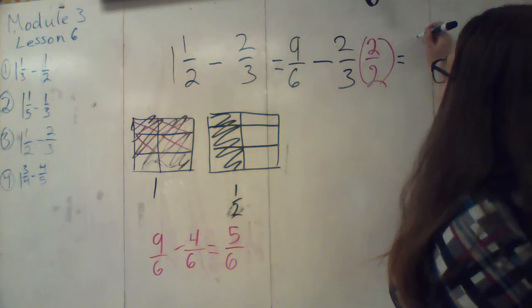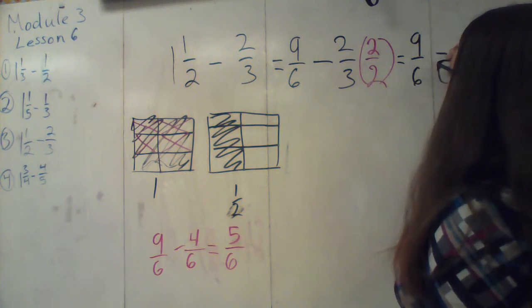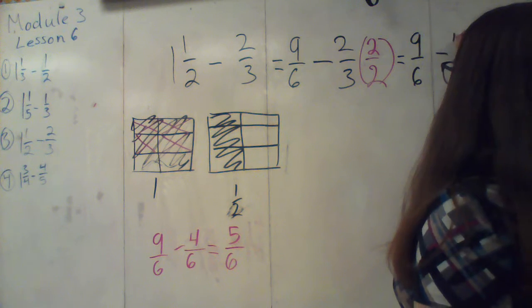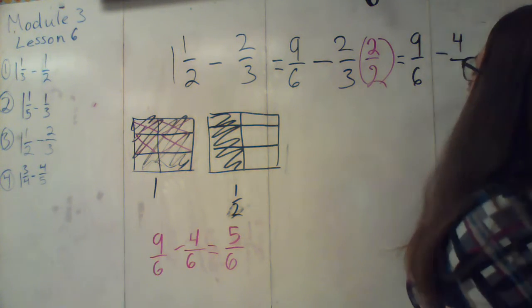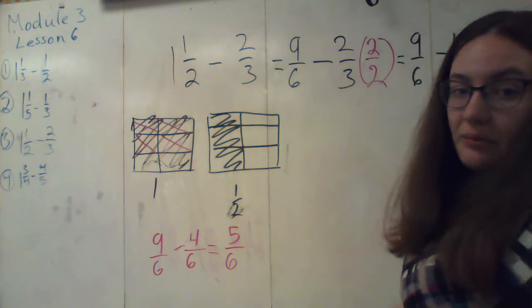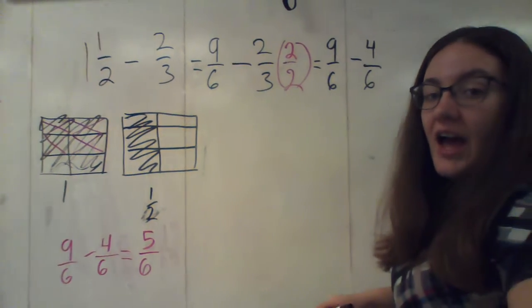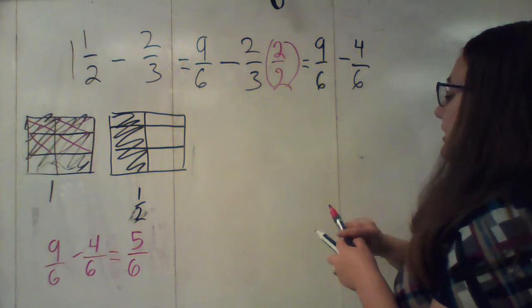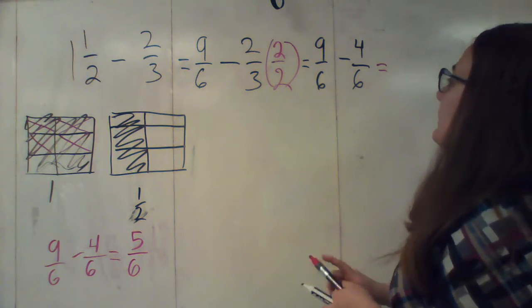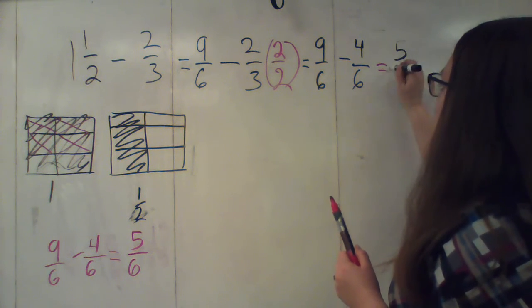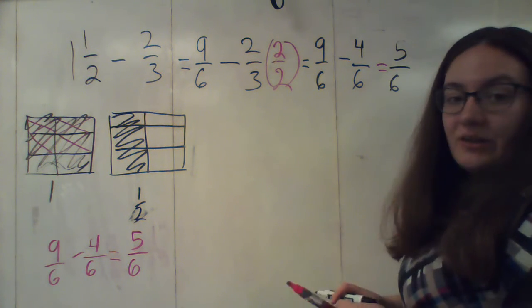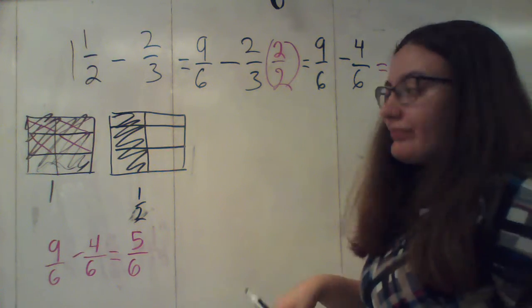So I have 9/6 minus 2 times 2, which is 4, and 3 times 2, which is 6. So now I have the same problem I got right down here. And then I'm going to do 9 minus 4 is 5 over 6, which is 5/6.